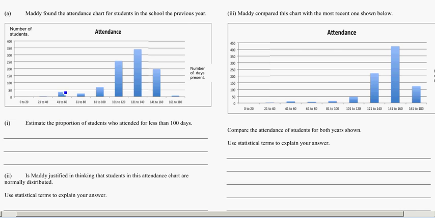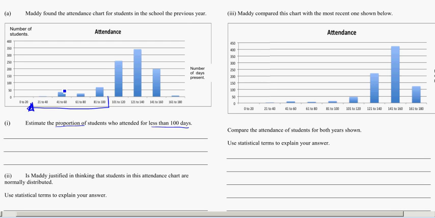So we'd read off the top of these bars to figure out what it is, and we're trying to take a look here to estimate the proportion. Remember, that's similar to probability. You want to think part out of total, who attended for less than 100 days. So 100 days is here. I'm looking for how many students are in that group compared to the total.